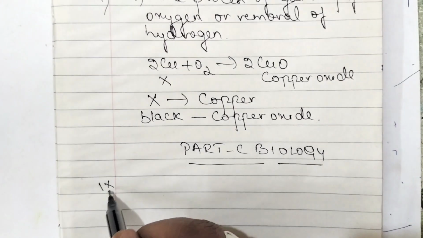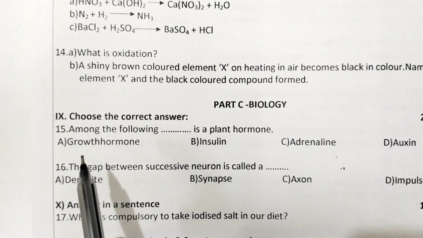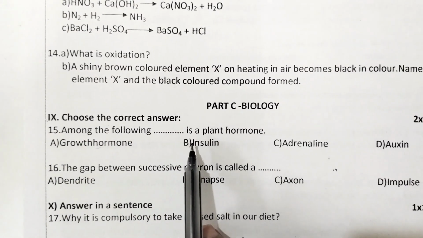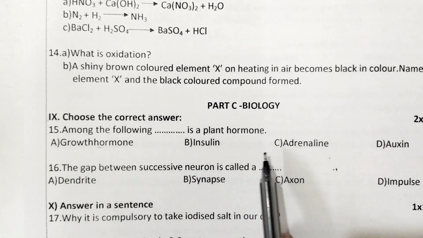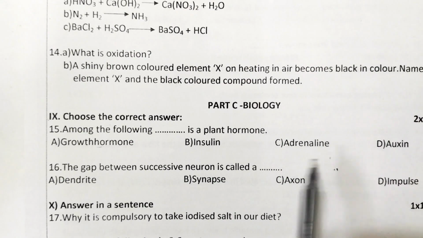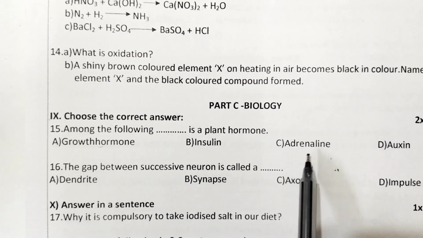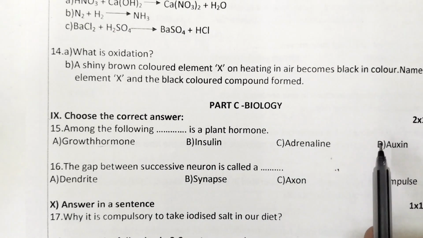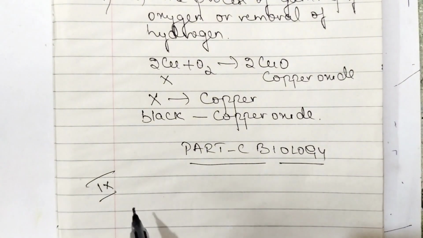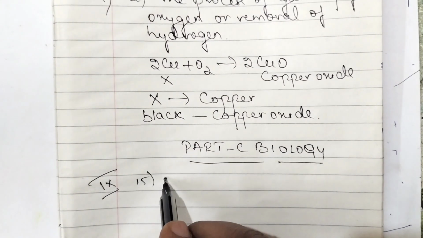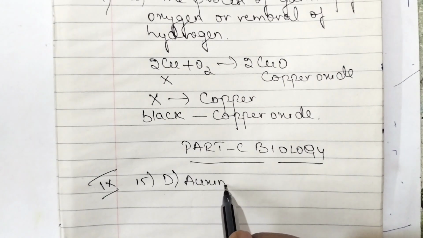This is the ninth main. Choose the correct answer. Among the following, dash is a plant hormone: growth hormone, insulin, adrenaline, auxin. Among these four options, all these three are animal hormones and auxin is the plant hormone. So for the 15th question, the right option is option D, that is auxin. Auxin is the right answer.